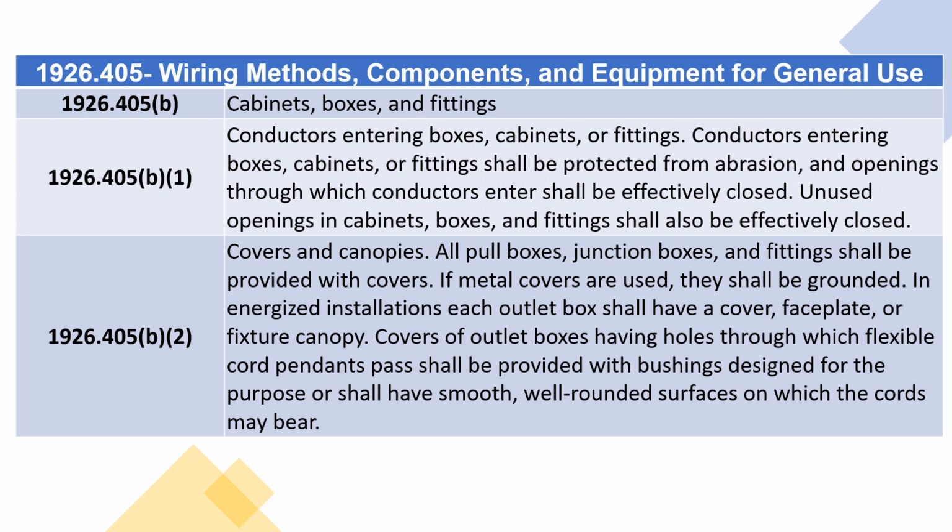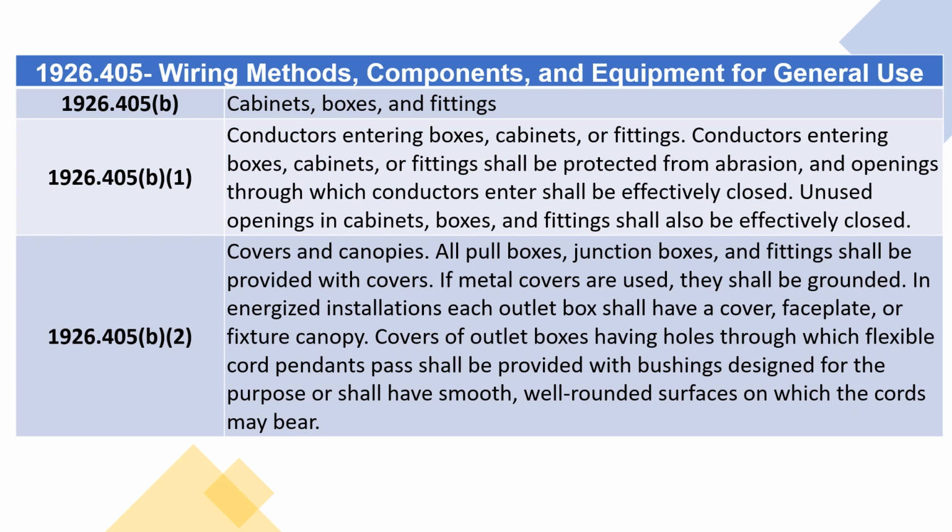1926.405(b) Cabinets, boxes, and fittings. 1926.405(b)(1) Conductors entering boxes, cabinets, or fittings. Conductors entering boxes, cabinets, or fittings shall be protected from abrasion, and openings through which conductors enter shall be effectively closed. Unused openings in cabinets, boxes, and fittings shall also be effectively closed.